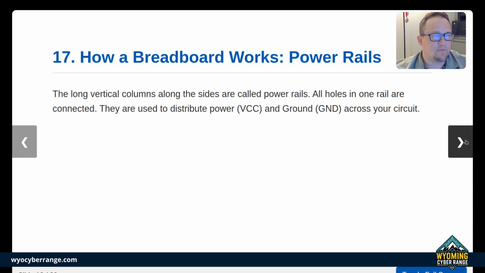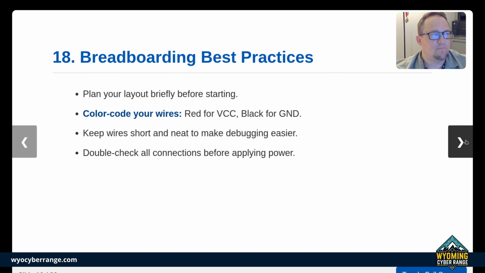So we already talked about the power rails. Now, the big thing here is we like to color code our wires. For instance, I like to use red for my power and black for ground, and it helps me understand what wire goes for what. You'll notice in your kits that you'll have colors, and you can use them for different reasons.